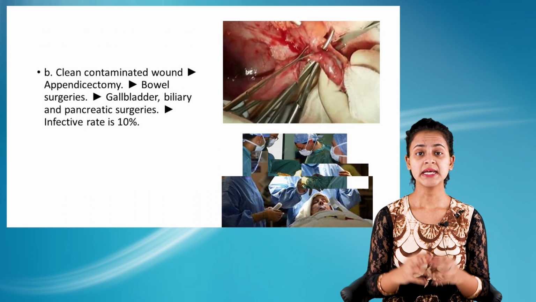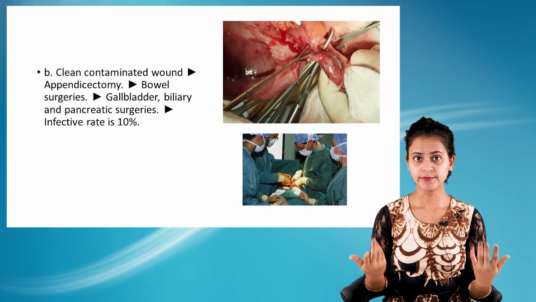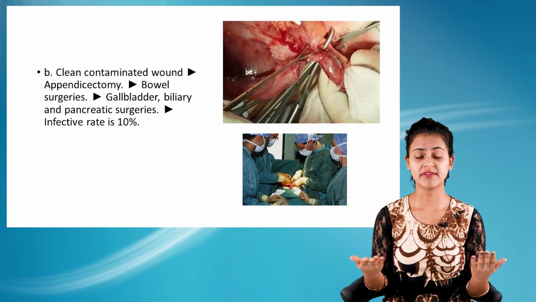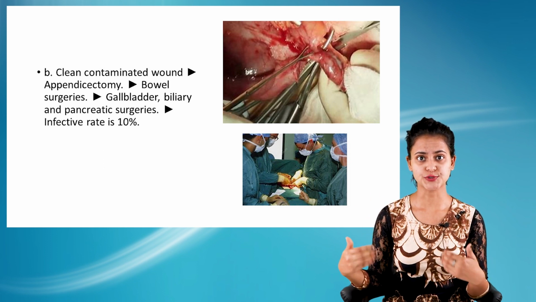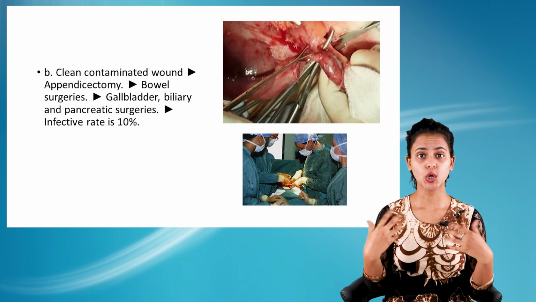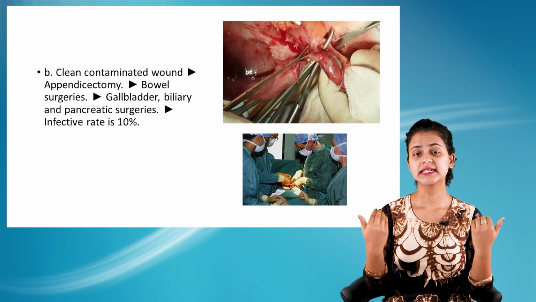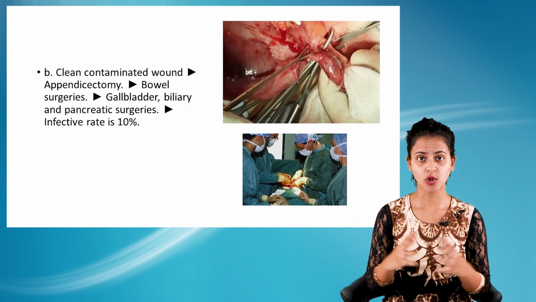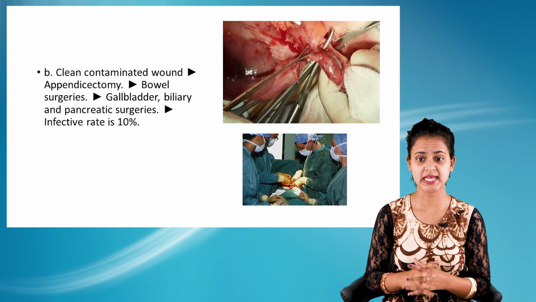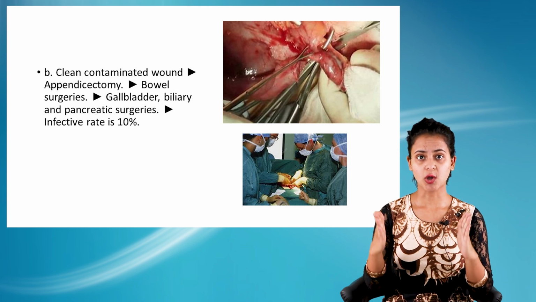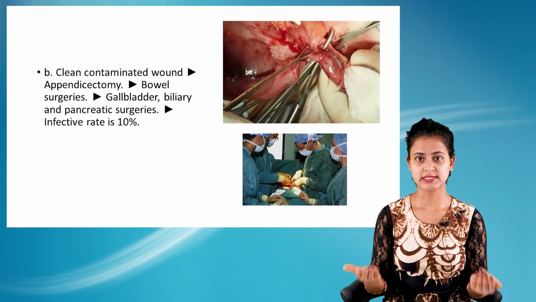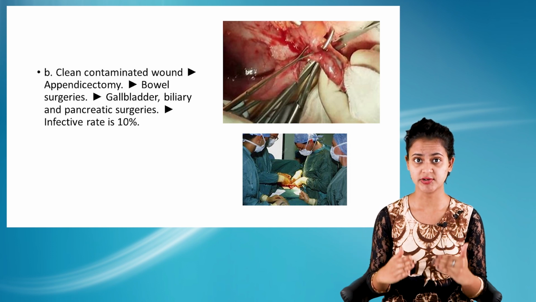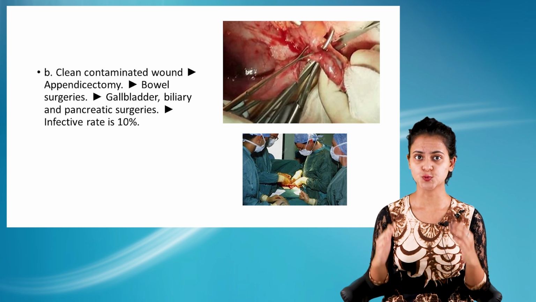Next, we are going to learn about the clean contaminated wound. Often there will be contamination with body fluids, but the wound will have fewer chances of getting infected compared to the other wounds. That is the reason we call this type of wound a clean contaminated surgical wound. It will almost always be associated with surgeries like appendectomy, bowel surgeries, even gallbladder, biliary, and pancreatic surgeries. The infection rate is around 10% to 20% in this type of wound.